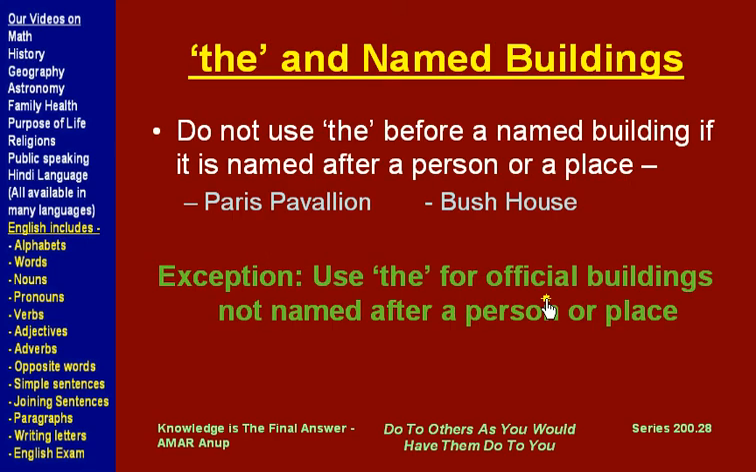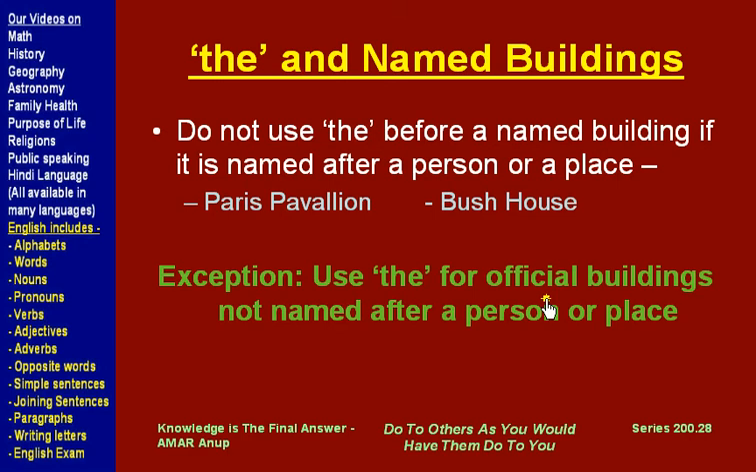Now let's look at the named buildings. Till now we looked at buildings which were not named after somebody. What if the building is named? If the building is named after a person or a place, do not use "the." So there is no "the" before Paris Pavilion. It is named after a place, Paris. No "the" before Bush House because it is named after somebody called Bush. So do not use "the" if the building is named after a person or place.